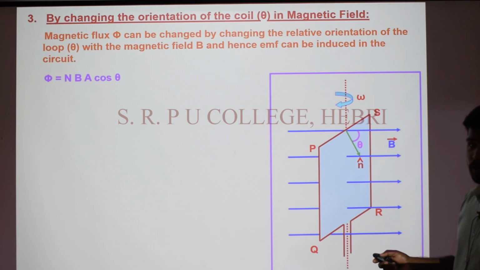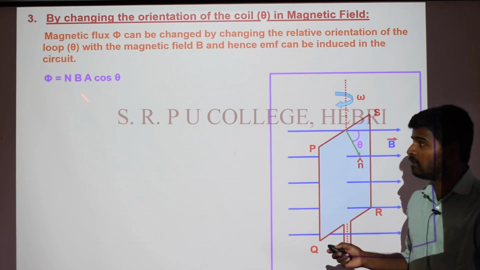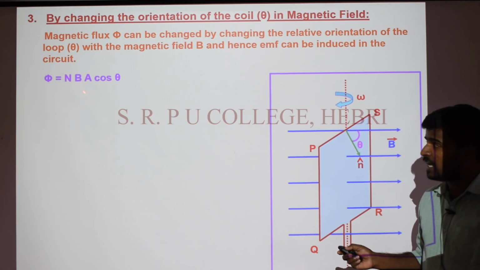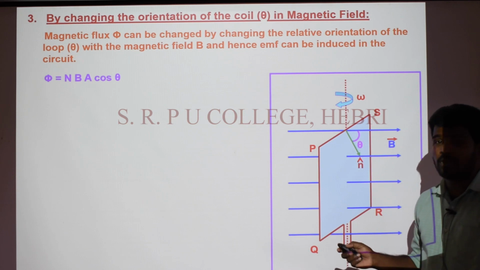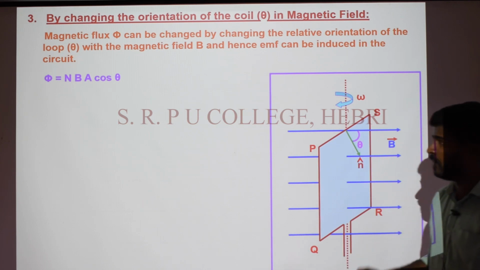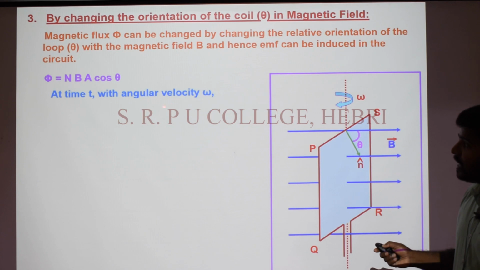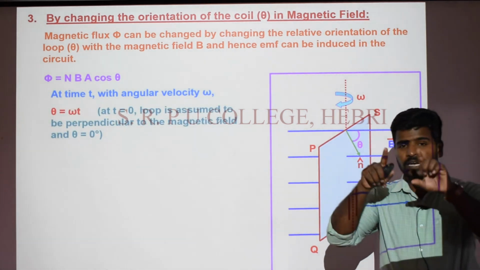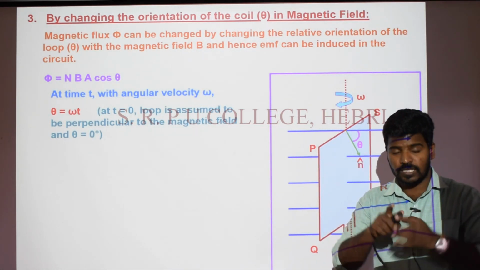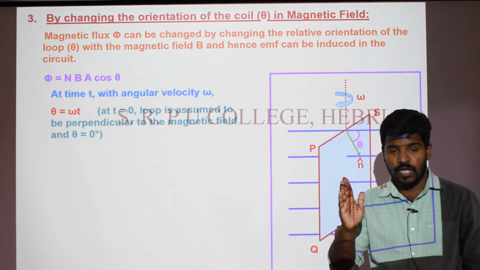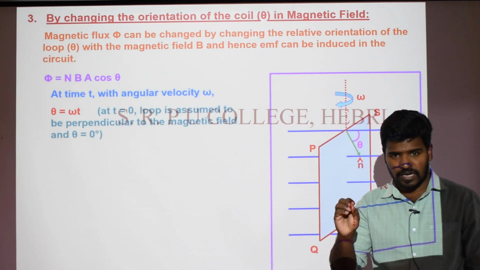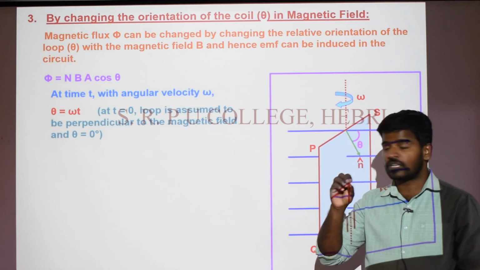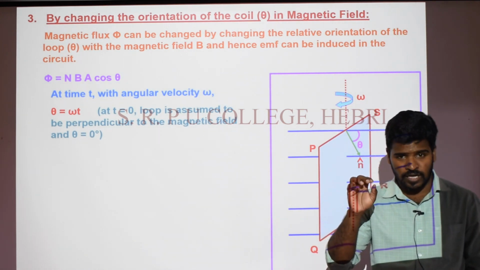Magnetic flux through the loop, according to moving charges and magnetism, we have studied the definition where n is the number of turns, B is the magnetic field, A is the area of cross section of the coil, and theta is the orientation produced by the loop in a uniform magnetic field. Therefore at a time t with the angular velocity omega, theta is equal to omega t, which means if we consider the loop PQRS placed in a uniform magnetic field, initially the loop is considered to be attached, therefore theta is equal to 0 degree. Is it clear? As it rotates with an angular velocity called omega.